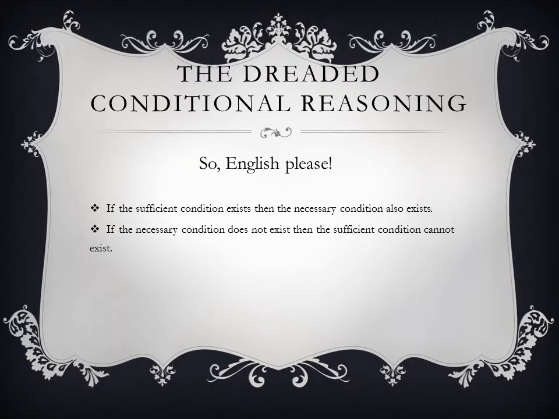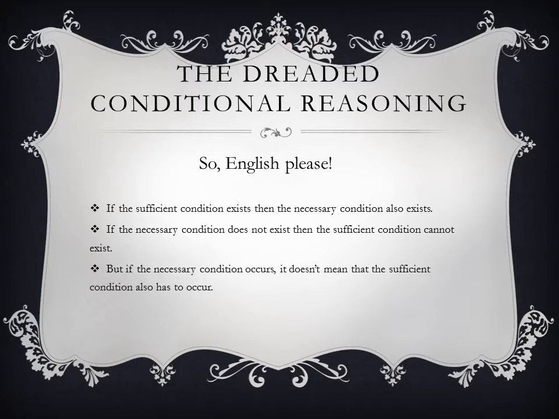Now, if the necessary condition does not exist, then the sufficient condition cannot exist. And this is basically what a contrapositive is. And we'll go into contrapositives in a couple of slides. What I wanted to say is the necessary condition can occur, but just because it occurs, it does not mean that the sufficient condition also occurs.